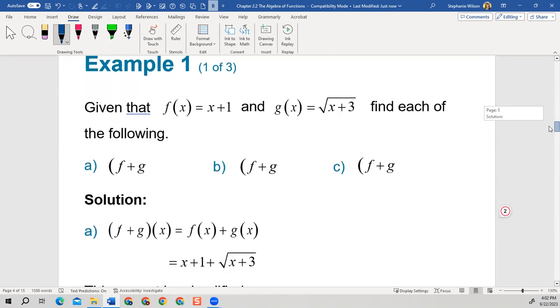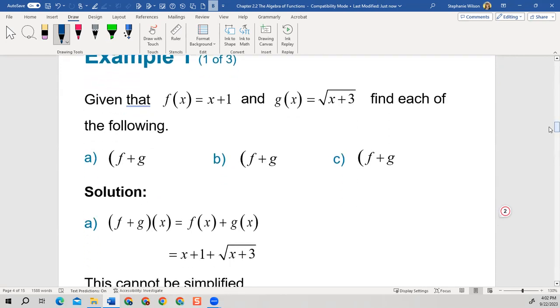All right, so we are given f of x is equal to x plus 1. Let me highlight it. We're given this, and we're also given g of x equals the square root of x plus 3. When we start talking about domain and range, we'll dig a little deeper into this. The print got cut off here, so I'm just going to write it for you.